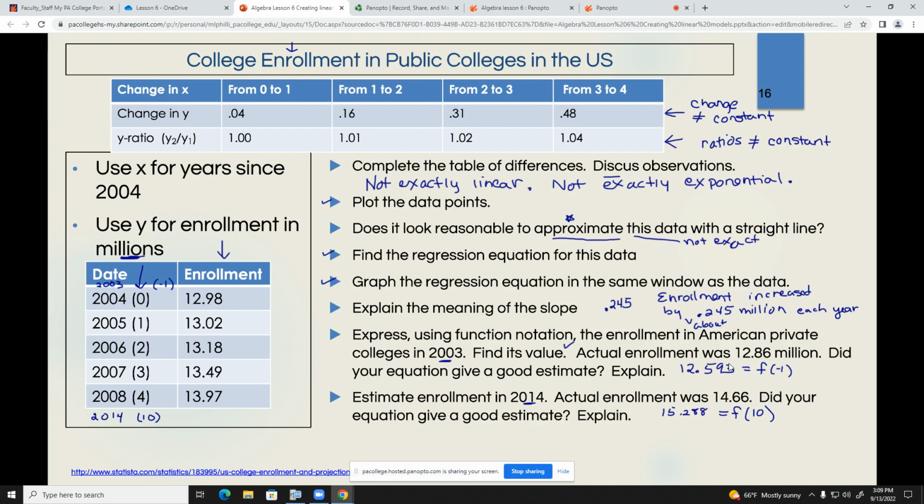Actual enrollment for 2003 was 12.86. Did your equation give you a good estimate? It's an okay estimate. It's close, but it's not exact. But it was only asking about an estimate. What about 2014? Here we're off by quite a lot in millions. So did it give a good estimate? Not really. Off by a good bit.